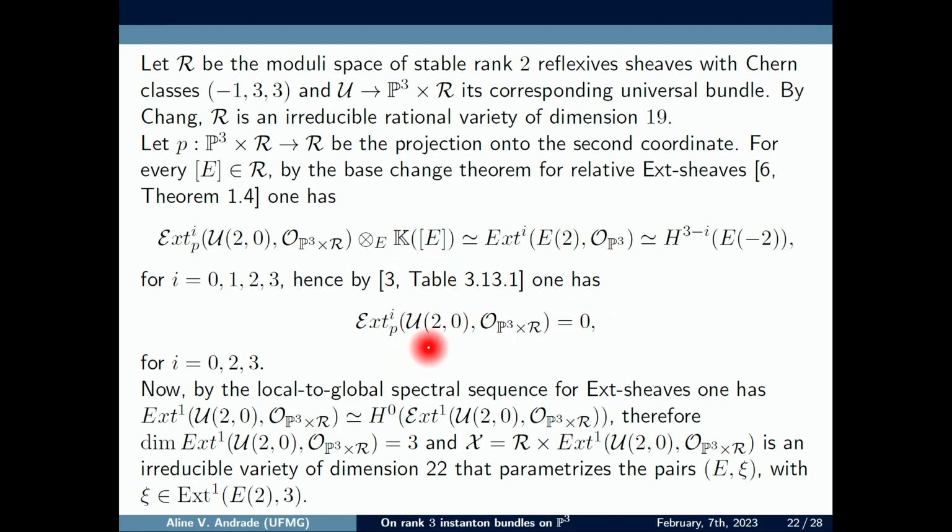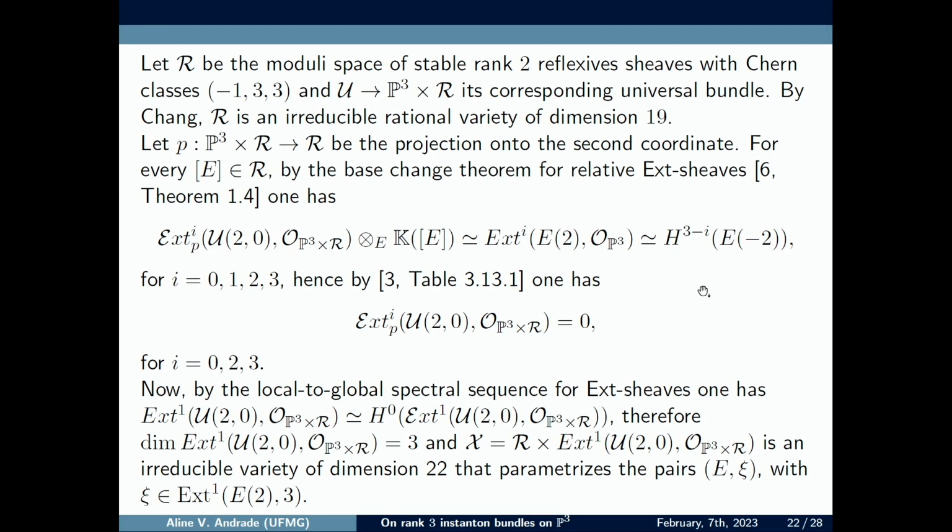So what we're going to do now is use the local-to-global spectral sequence of Ext sheaves, and then we can compute. So this first Ext over here is isomorphic to this guy, and this dimension is 3. So this guy, which is the image of this guy over here, is a reducible variety of dimension 22, 19 plus 3, that parametrizes our pairs of vector bundles and reflexive sheaves in this guy.